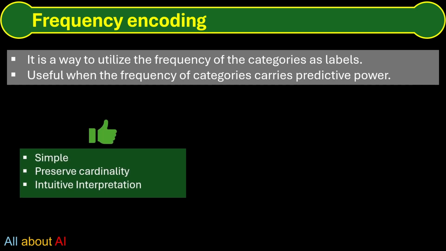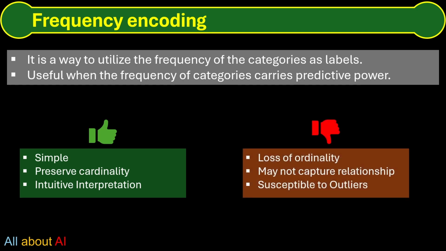As we can see, it's simple, preserves cardinality, and interpretation is much easier. But there is a problem with this. It may not capture the relationship. Outlier information cannot be captured correctly here. It also doesn't support ordinality of the data.